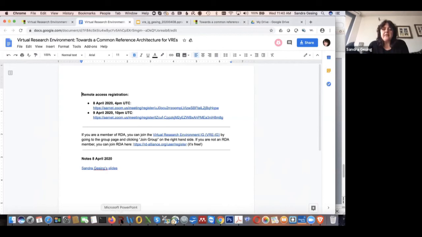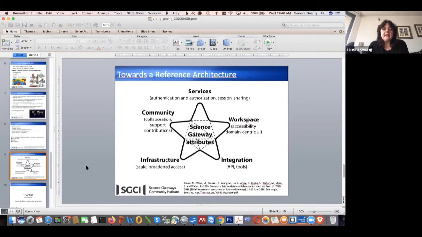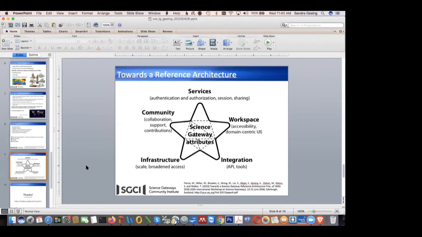So do you have any questions about this reference architecture? Yes, I have some questions. I think it's very nice, as you said, it does complement the view we took in the VRE for EIC project.